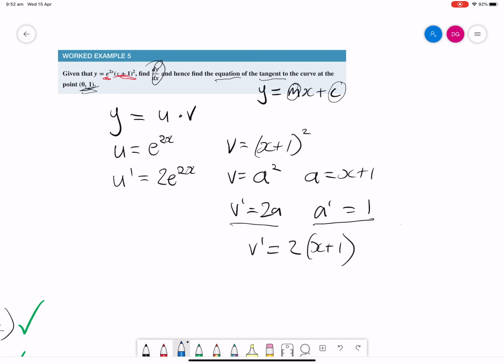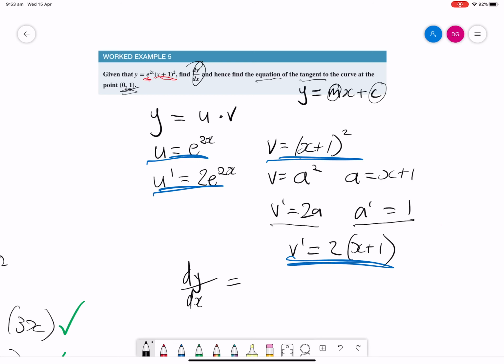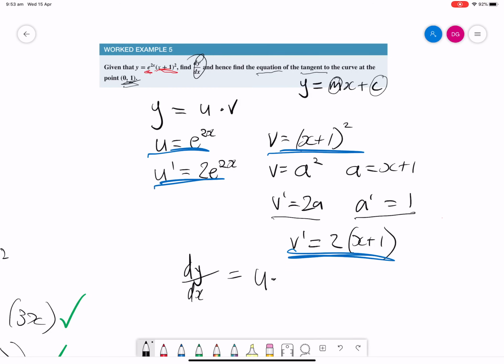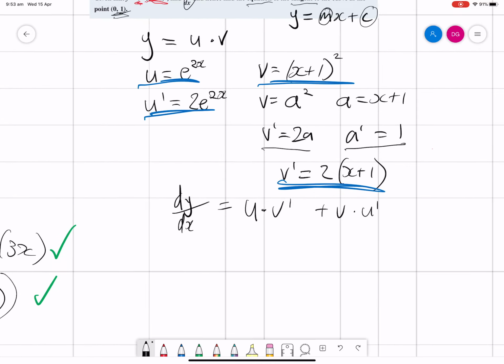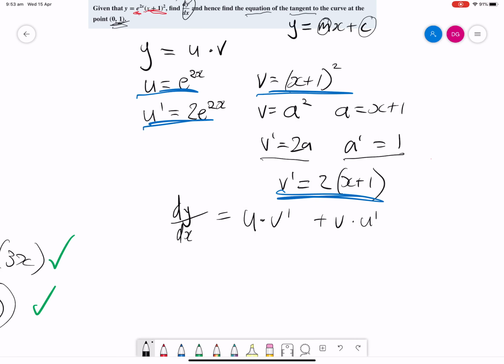So now the things that I need to put back in to use the product rule to find the derivative: I need U, I need V, I need U dash, I need V dash, okay? Once I've got all those things, I know that the derivative dy dx equals U times V dash plus V times U dash. It doesn't matter which way around we do that. If you did V times U dash plus U times V dash, that's totally fine. It doesn't make any difference at all.